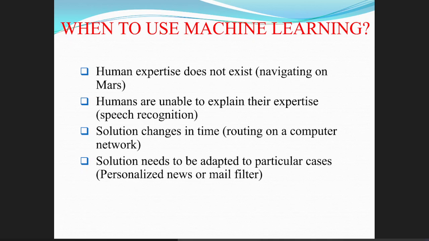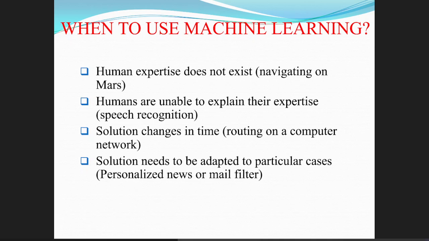Now, when to use machine learning? This is also a very good question. Machine learning will be used when human expertise doesn't exist. Suppose we have some image in front of us and we are not able to recognize it. What are the numbers present in that image, or what exactly is that image? There we can use machine learning.